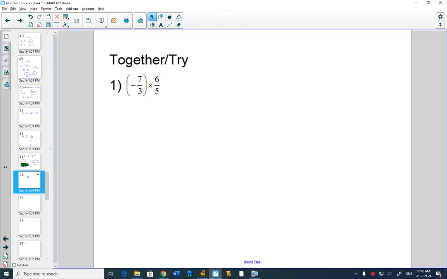-7/3 times 6/5. When you have a fraction that is negative, you need to put that negative either with the top number or with the bottom number in your fraction. So I'm going to change -7/3 to -7/3 times 6/5.